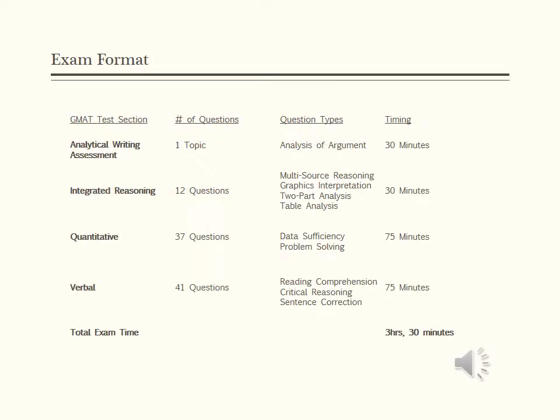Below is the overall exam format. It is broken down into 5 different sections with varying time limits and question types. We will go more in depth about each of these sections later in this presentation. You can also expect the test to take around 3.5 hours with optional 8-minute breaks after integrated reasoning and quantitative sections.